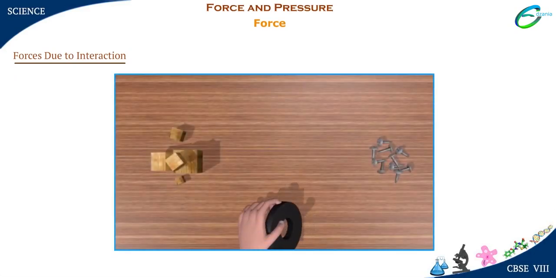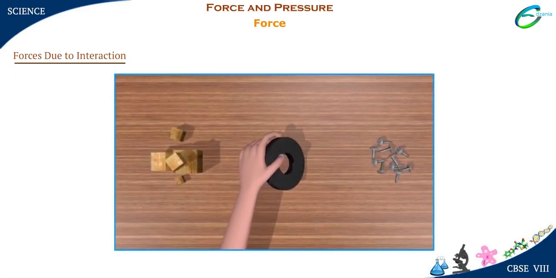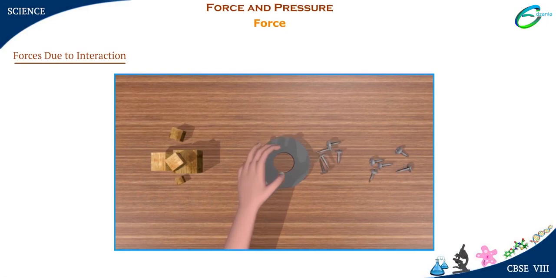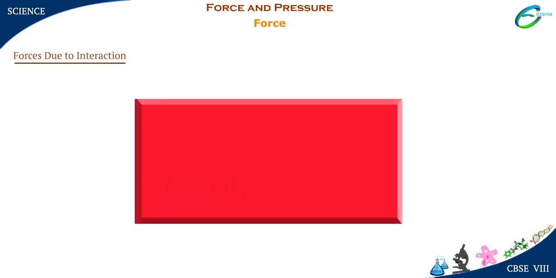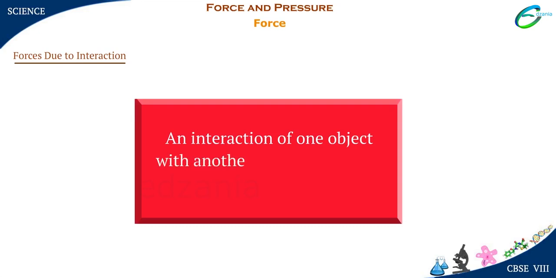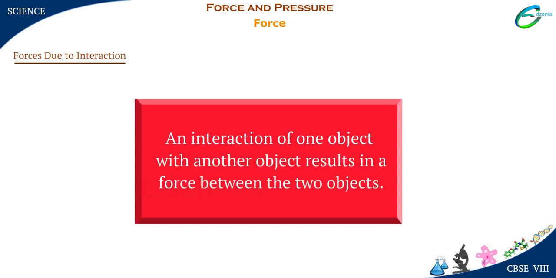What happens in the case of magnets, as a magnet pulls iron objects without touching them? A magnet can attract only iron objects, which means the magnetic pull becomes effective only when the magnet interacts with iron objects. So, an interaction of one object with another object results in a force between the two objects.